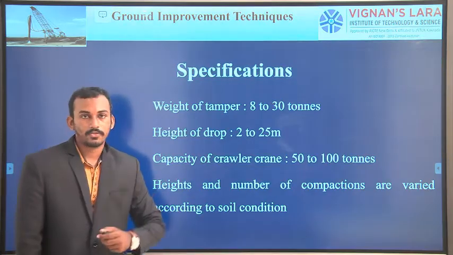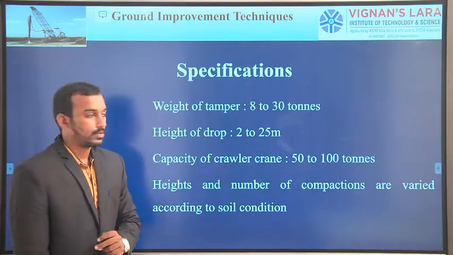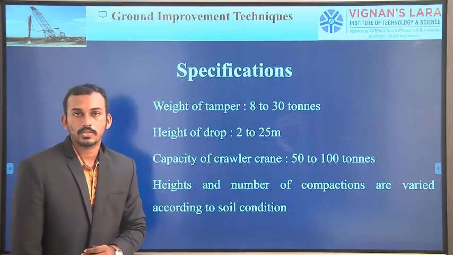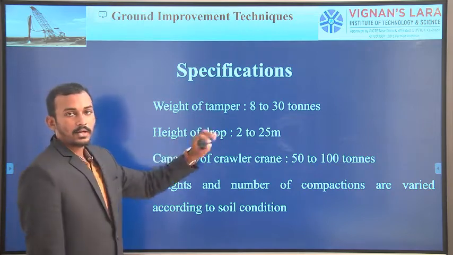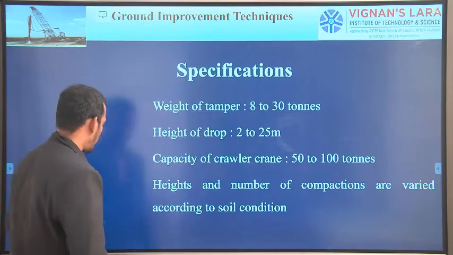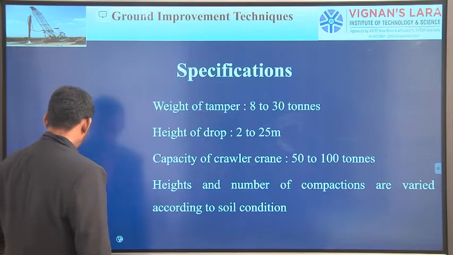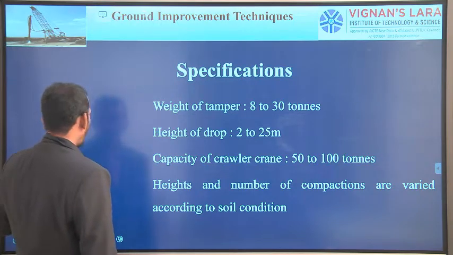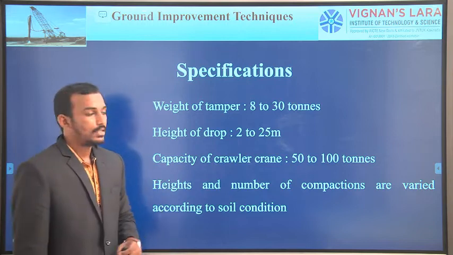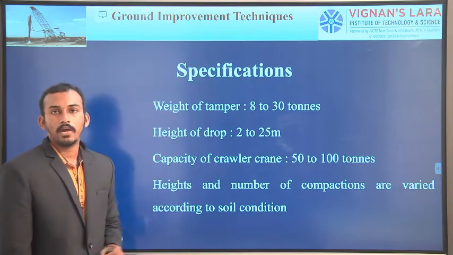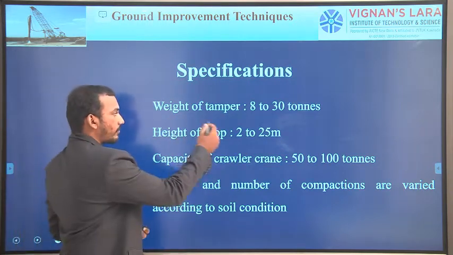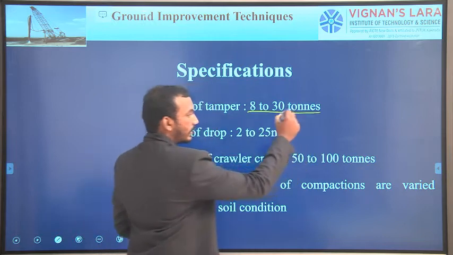So coming to the specifications. From your exam point of view, this is the most important question. What are the specifications for dynamic compaction? So let's see. The first one is the weight of the tamper. These are all approximate values. Generally the weight of the tamper is 8 to 30 tons.